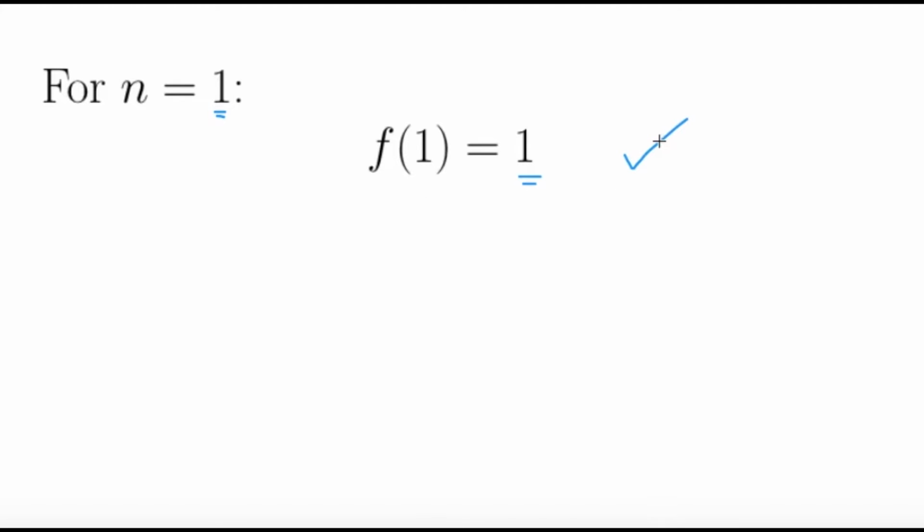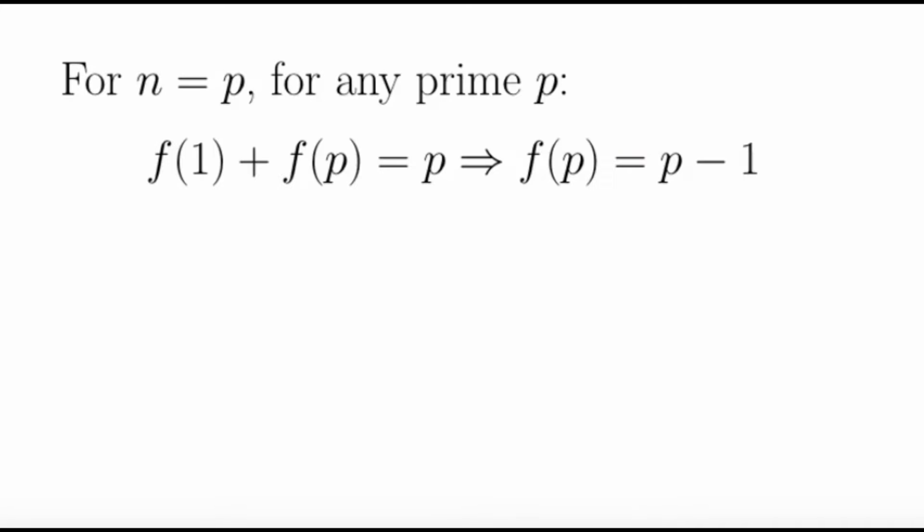And we can use this in helping us to get f of p, where p is a prime number. So for n equals p, for any prime number p, we know that a prime number only has two factors, 1 and itself, so we have 1 and p. So f of 1 plus f of p, by the definition in the item, should give us a sum of p. Since f of 1 is equal to 1, we simply subtract 1 on both sides, and we get that f of p equals p minus 1.